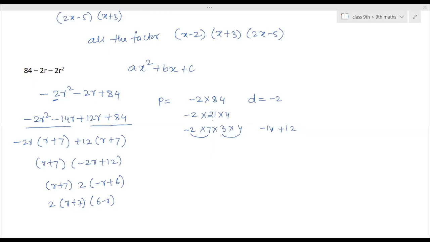Ma'am, for the first bracket you will get 4x cube minus 6x square plus 2x. And then for the second bracket, it is minus 10x square plus 15x minus 5. So for x square, it is minus 10.